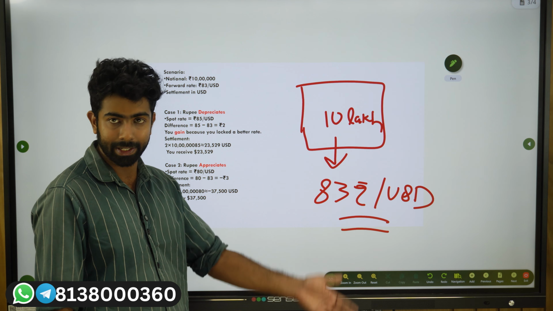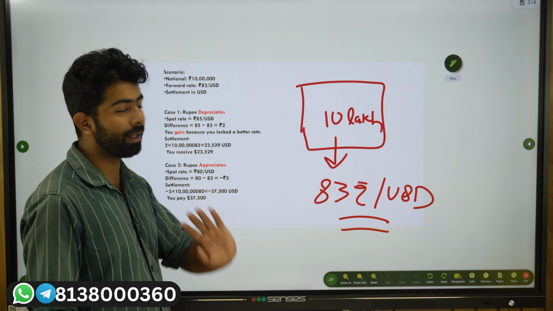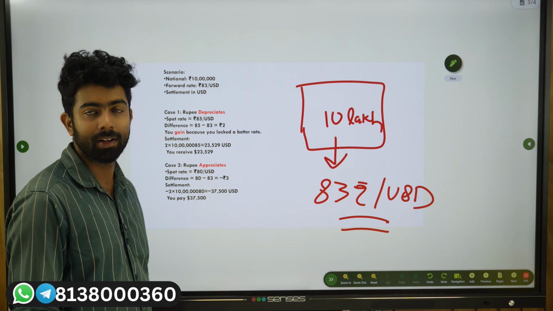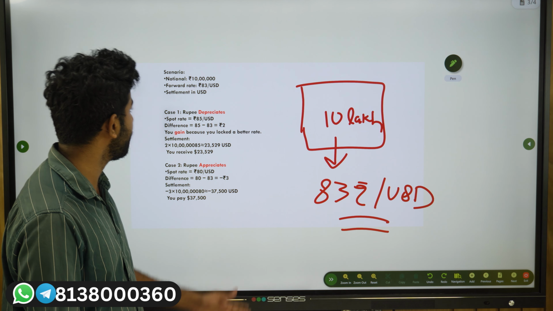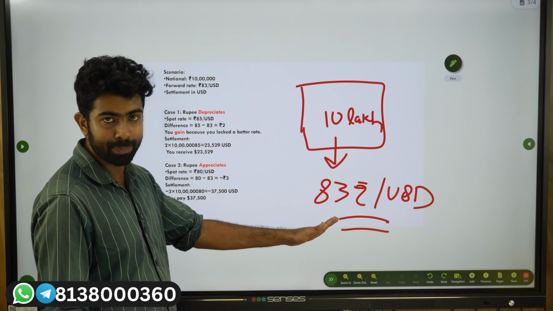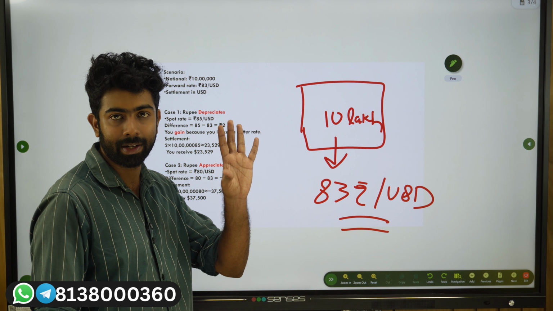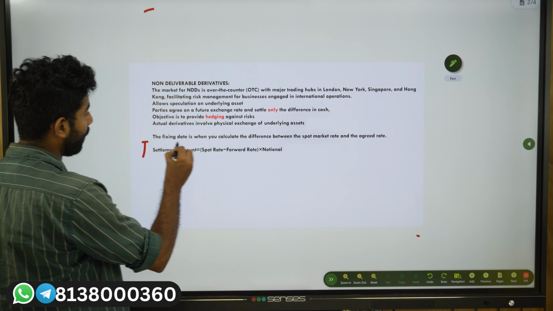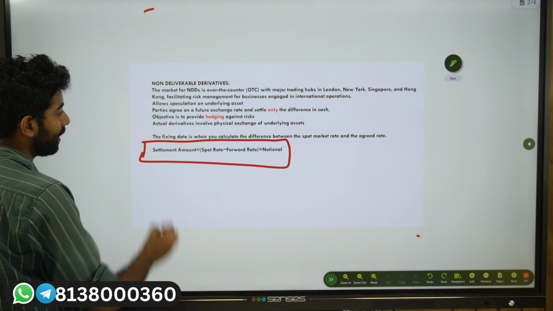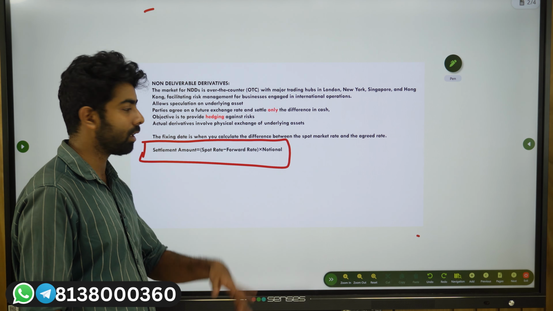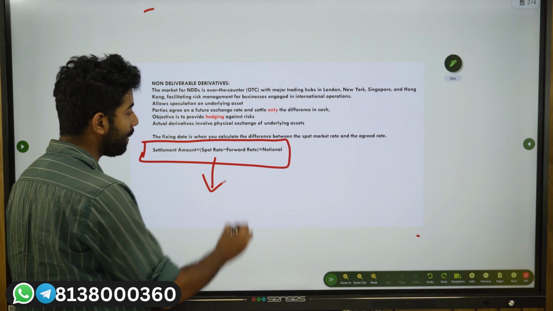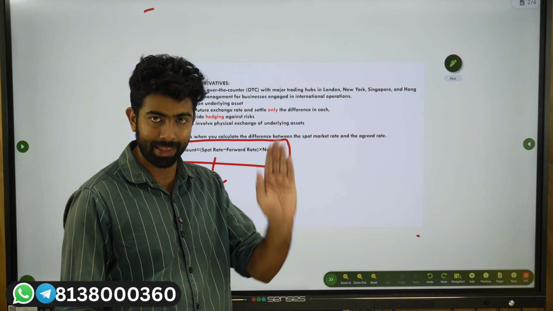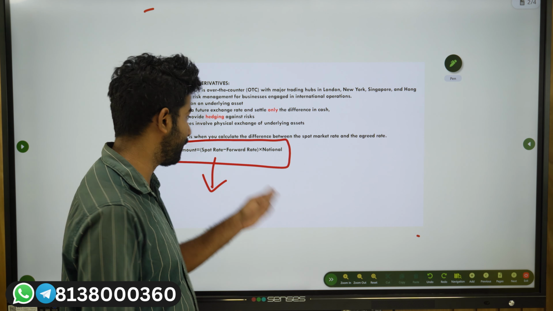One party is saying that the rupee will depreciate at a future date. If such a depreciation happens, they will set a settlement amount in the contract, which is equal to spot rate minus forward rate. The spot rate is the exchange rate at the time of maturity of that derivative, on that date.